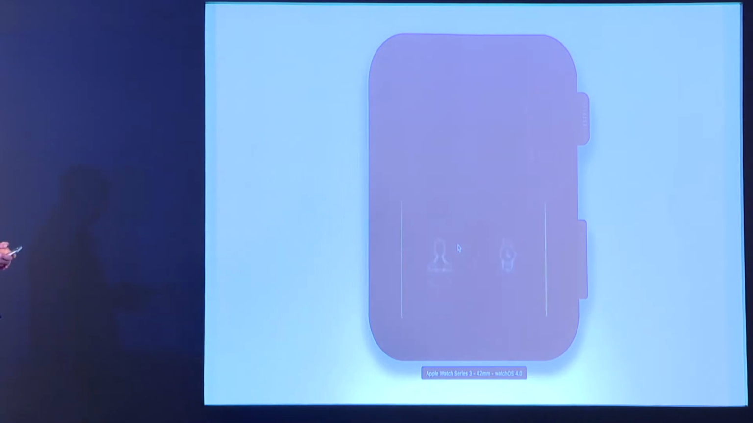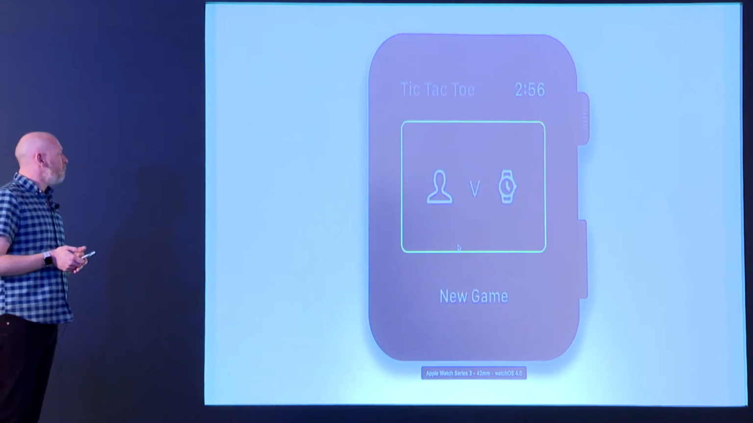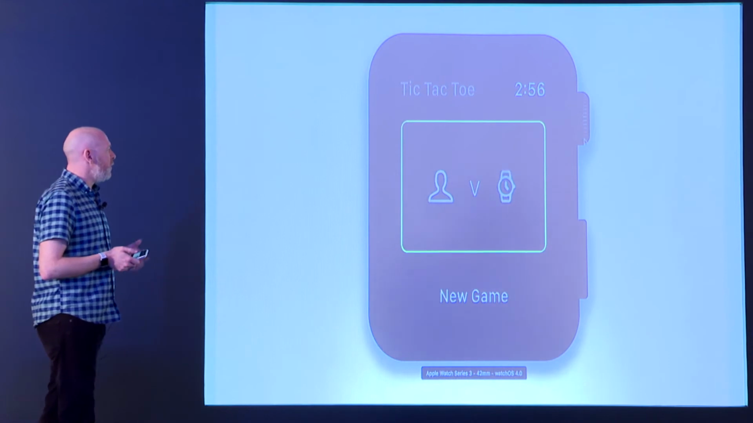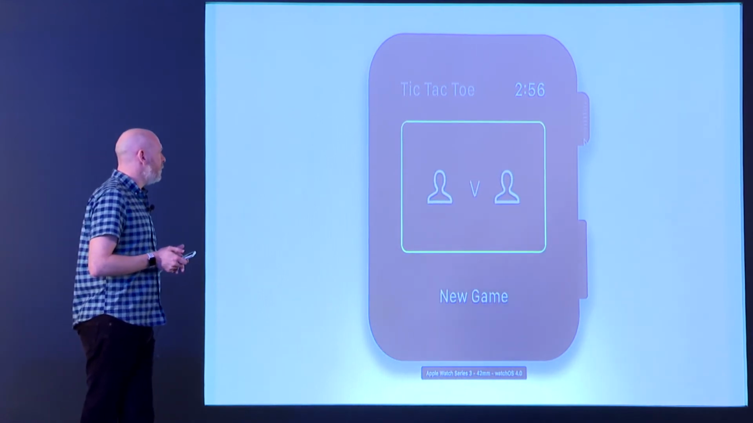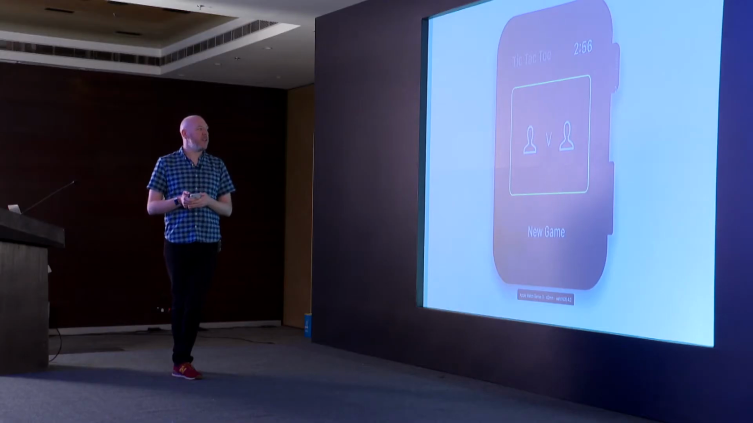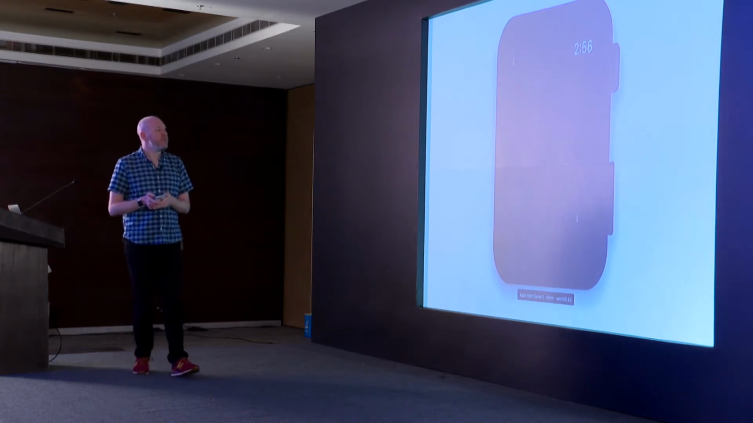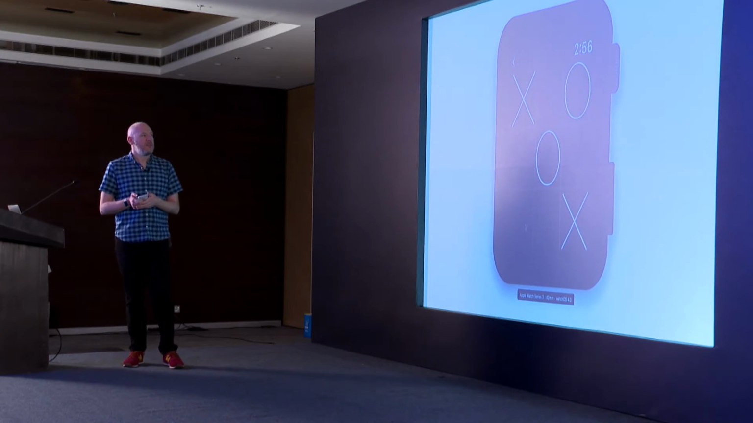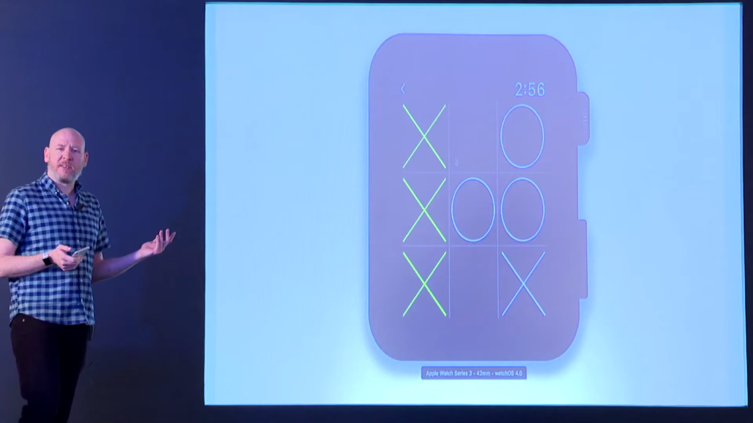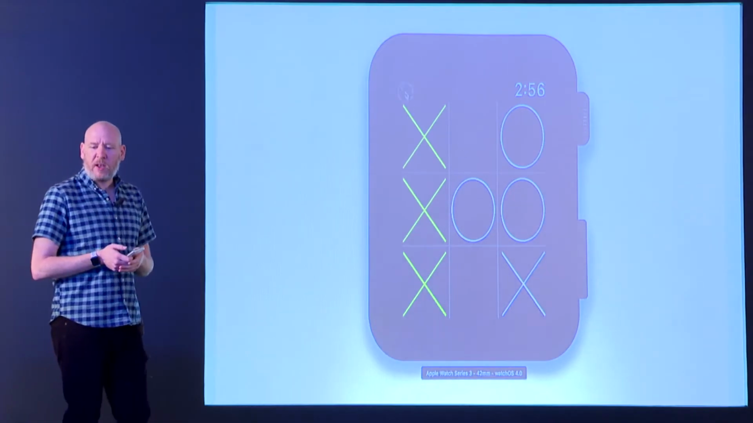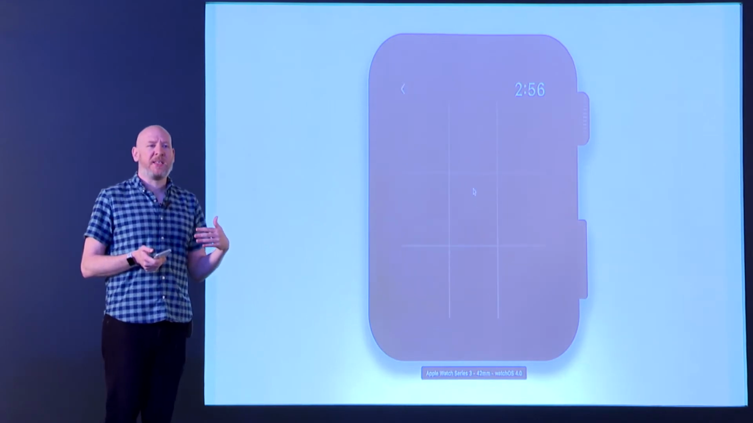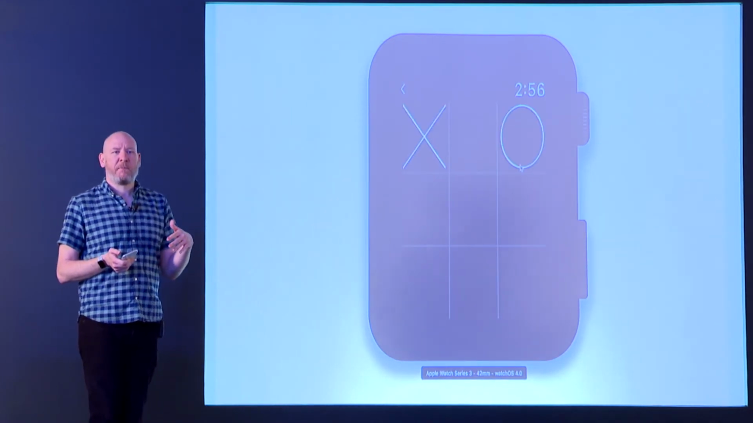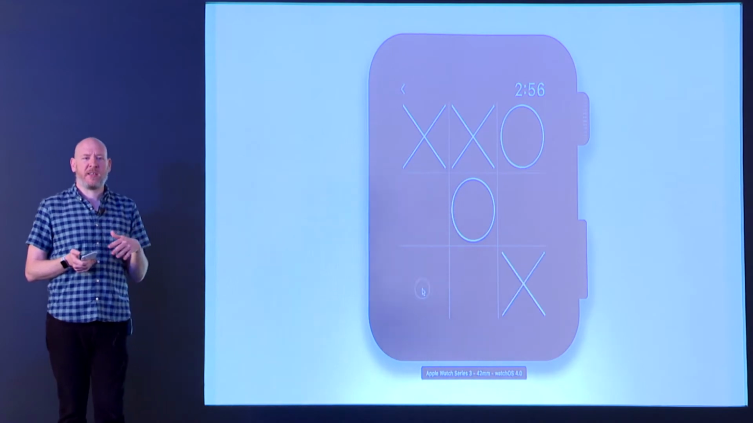And I think I have to tap again. There we go. So here's our UI for the game. You can play against the watch, or you can play against another human. Probably no surprises about what happens in this game. I'm sure you all understand the rules. But what you're actually watching here is somebody test the app. This is a human being testing this app.